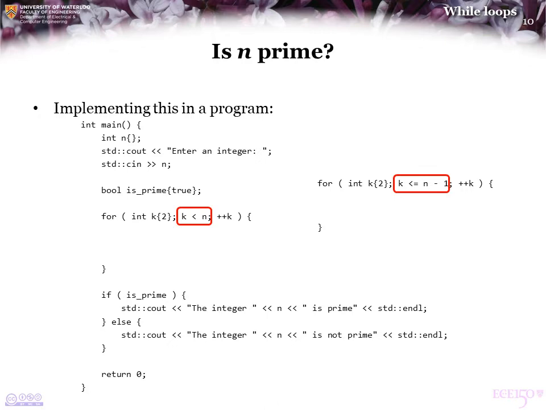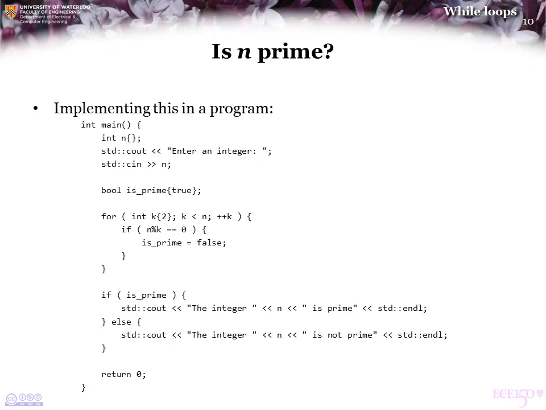So you could choose either one, and either one would be equally correct. However, for reasons which you will see later, we're going to use the condition k less than n. All right, so now we're looping from k equaling 2 all the way up to n minus 1. Each time the loop body executes, we will check if n modulo k is equal to 0, that is, n is divisible by k, then we will set the local variable isPrime to be false.